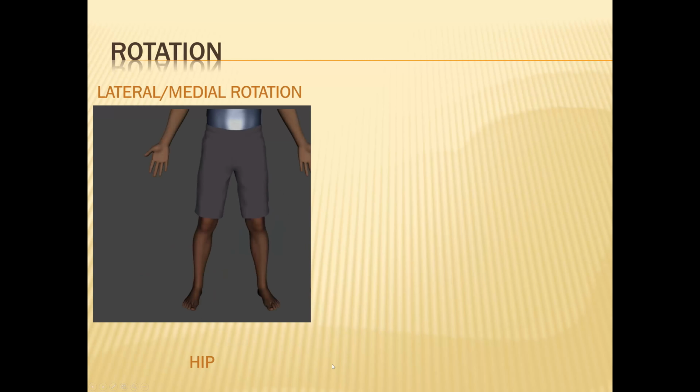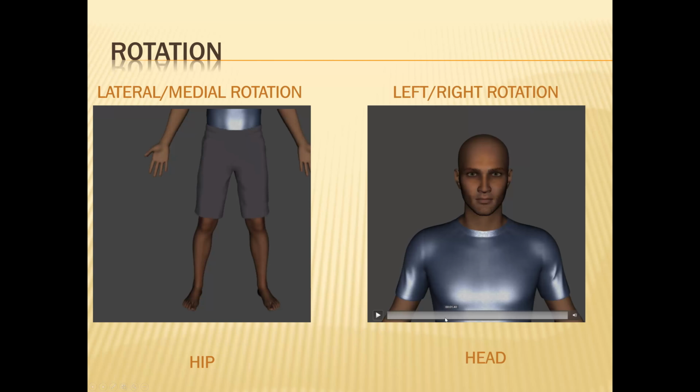You can also do this at the hip. Medial rotation, rotating inward toward the midline of the body. Lateral rotation, rotating away. Again, this is happening at the hip, not the knee or the ankle. So that was the hip joint. And then left and right rotation with the head. This is because of the atlas and axis and that little dens that sticks up from the axis, and the atlas rotates around it. So you have left rotation and right rotation.